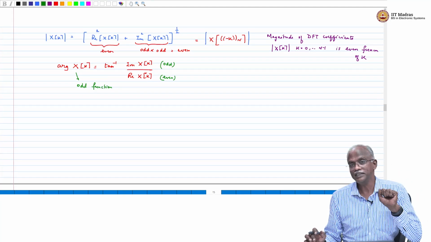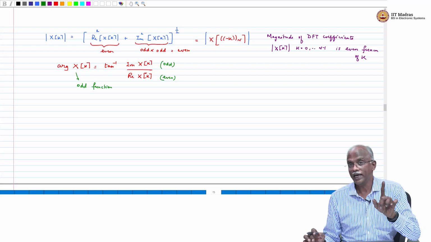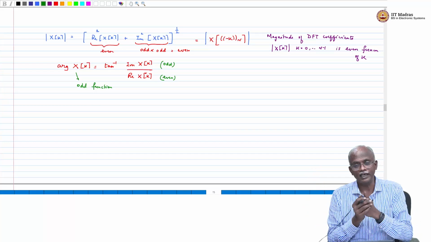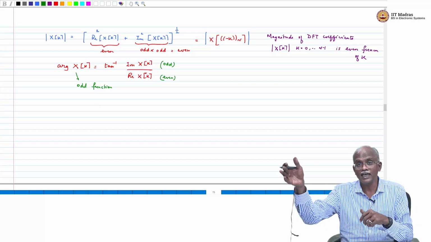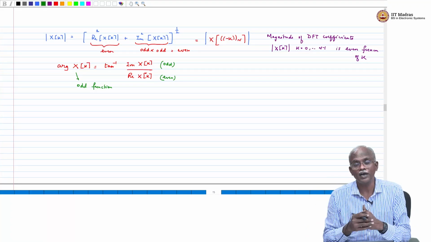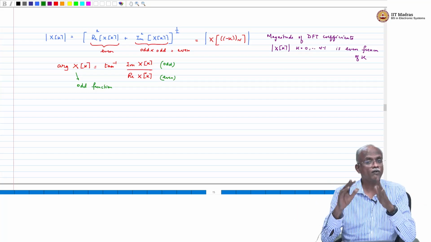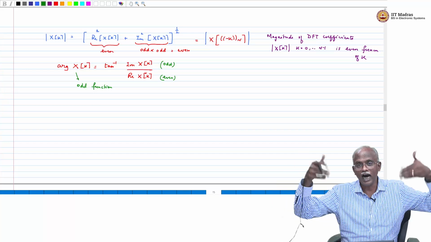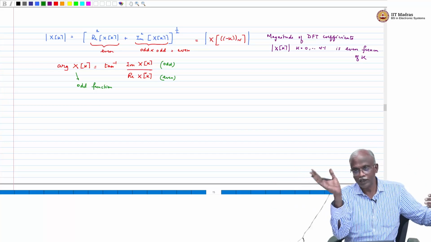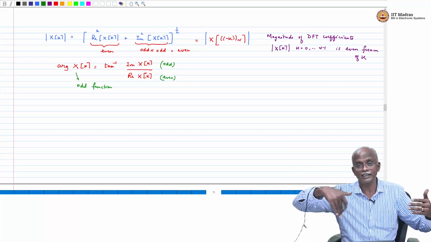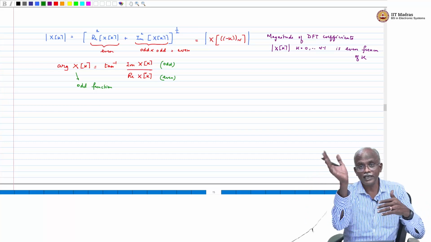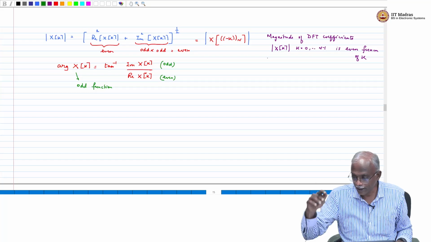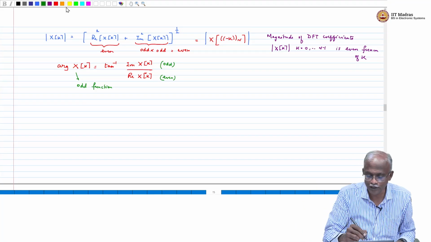Now, is that surprising? Not at all. Why? Because X of k is one period of X tilde of k, and X tilde of k are samples of the DTFT, X of e to the j omega. And what do we know as a property of the DTFT? The magnitude is an even function. The argument is an odd function. So given that we have sampled it at symmetric points, so that for every k there is a minus k also present, we find that the magnitude of the DFT coefficients is an even function.